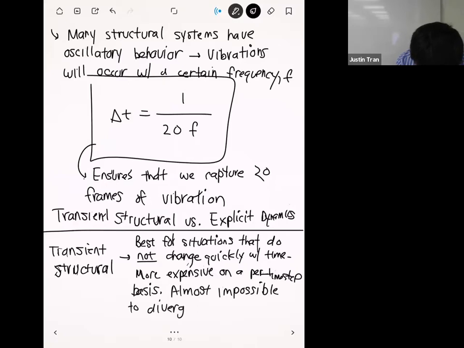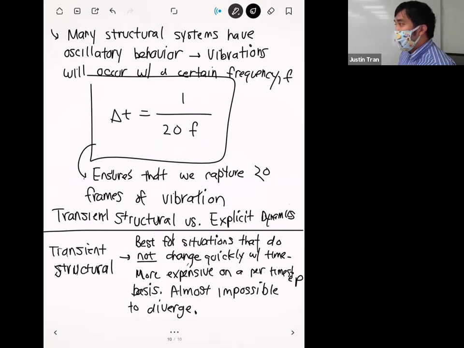More expensive on a, what was that part right there? It's on a per time step basis. So basically each frame that you solve for, each frame is going to be more expensive in transient structural.